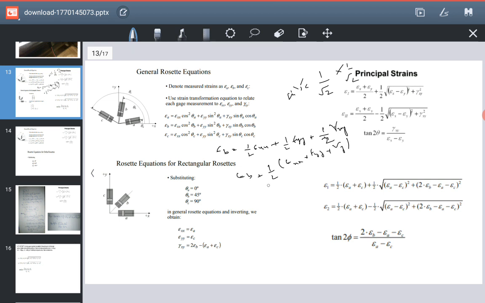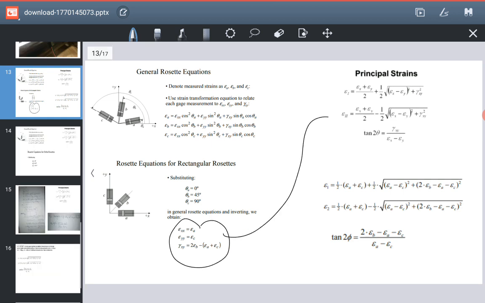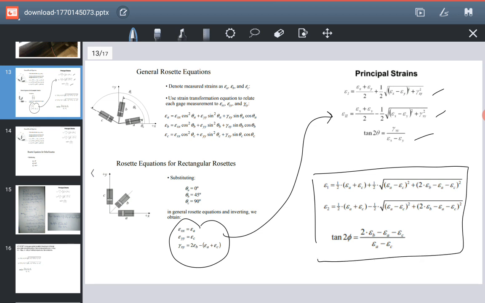Okay? EB. So I'm going to shift 2 from right to left. So it will be 2 EB minus EX plus EY equals gamma XY. Okay, so there I get this equation. Anyways, when I put all of these values in this equation, and after simplifying these three equations, I'm going to get the formula for strain if we have rectangular rosettes. Okay, so this formula is only applicable when we have rectangular rosettes.